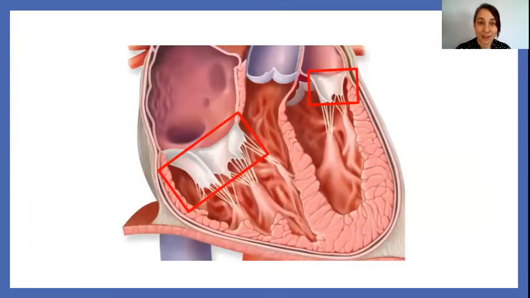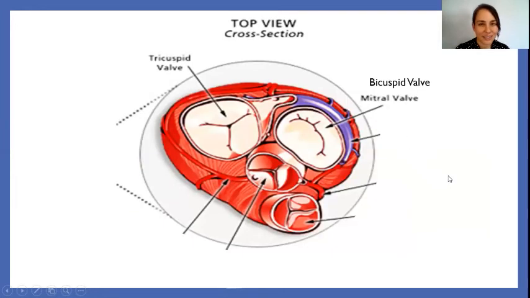Here they are on this model. We can see the tricuspid on the right side of the heart, and then the bicuspid or the mitral valve on the left side. This view is kind of interesting. It is a top view of the heart, and we can see the tricusps on the tricuspid, 1, 2, 3, and then the bicuspid valve just has those 2 sides.